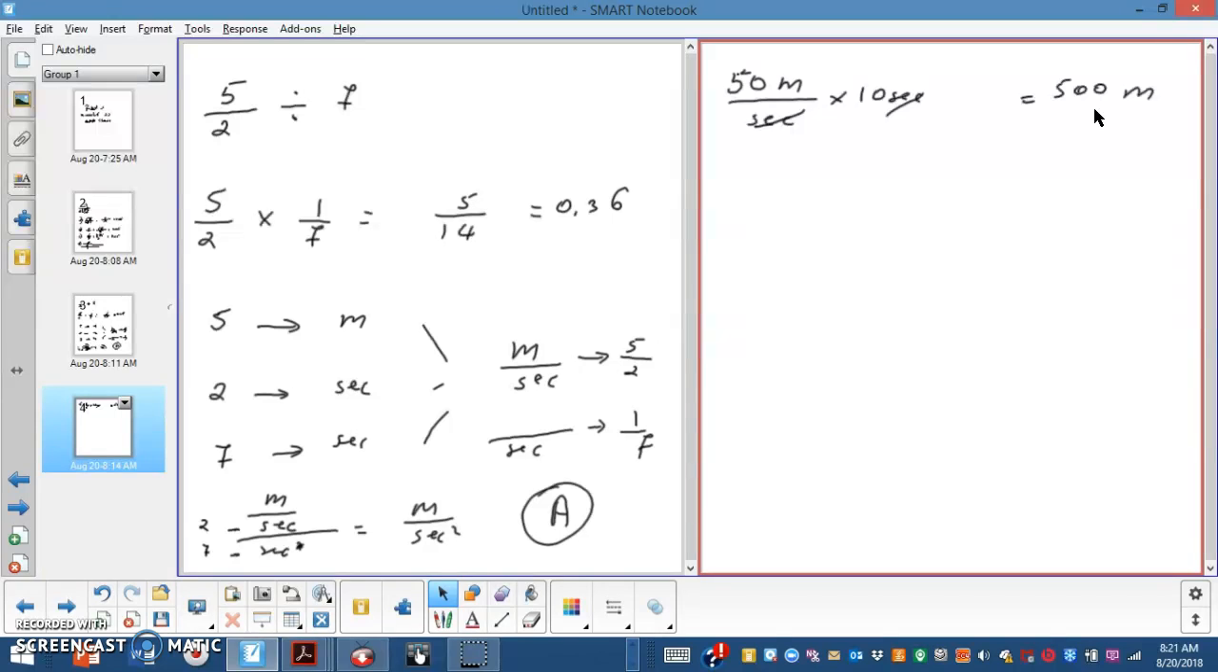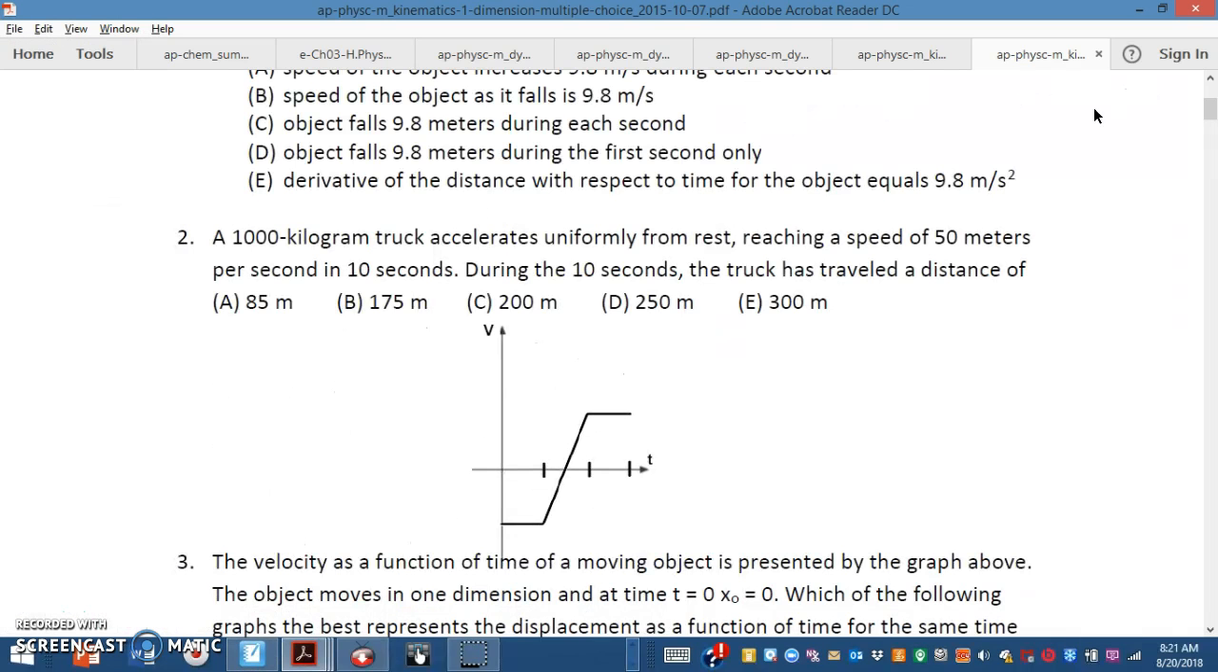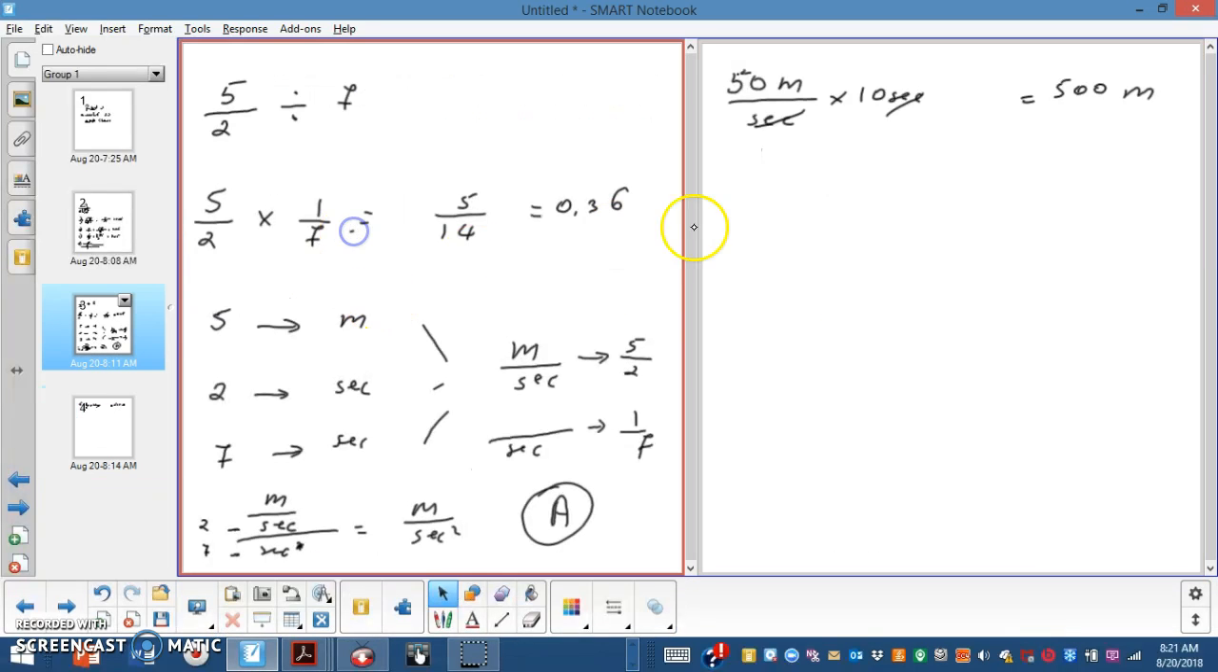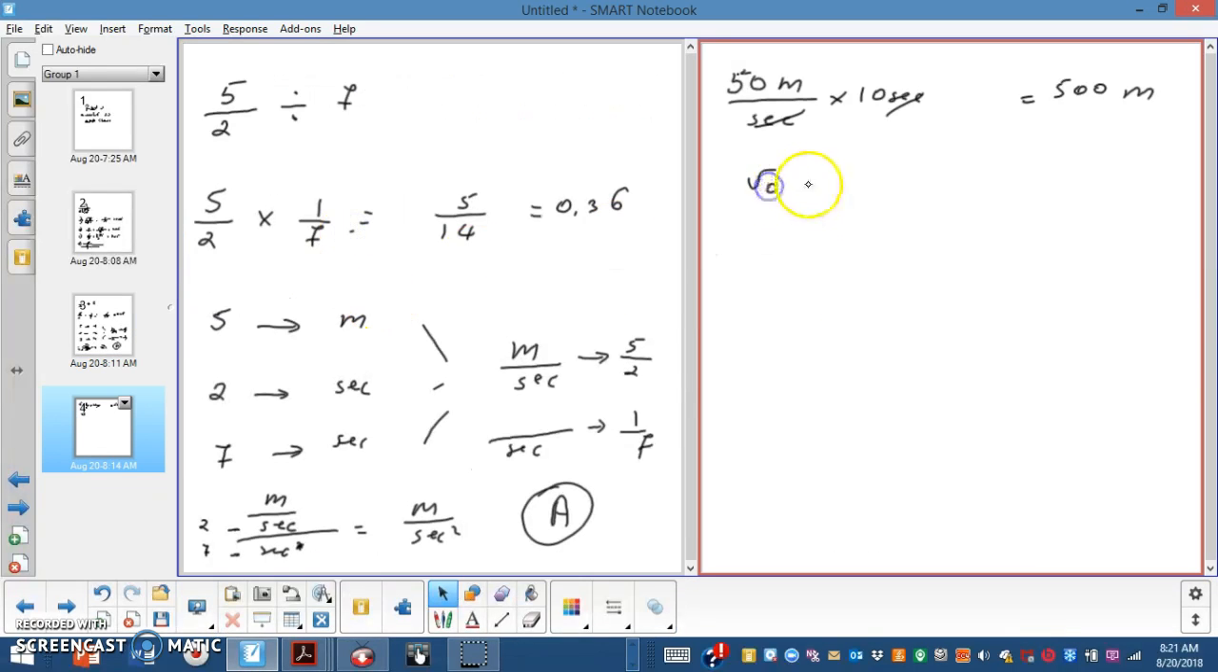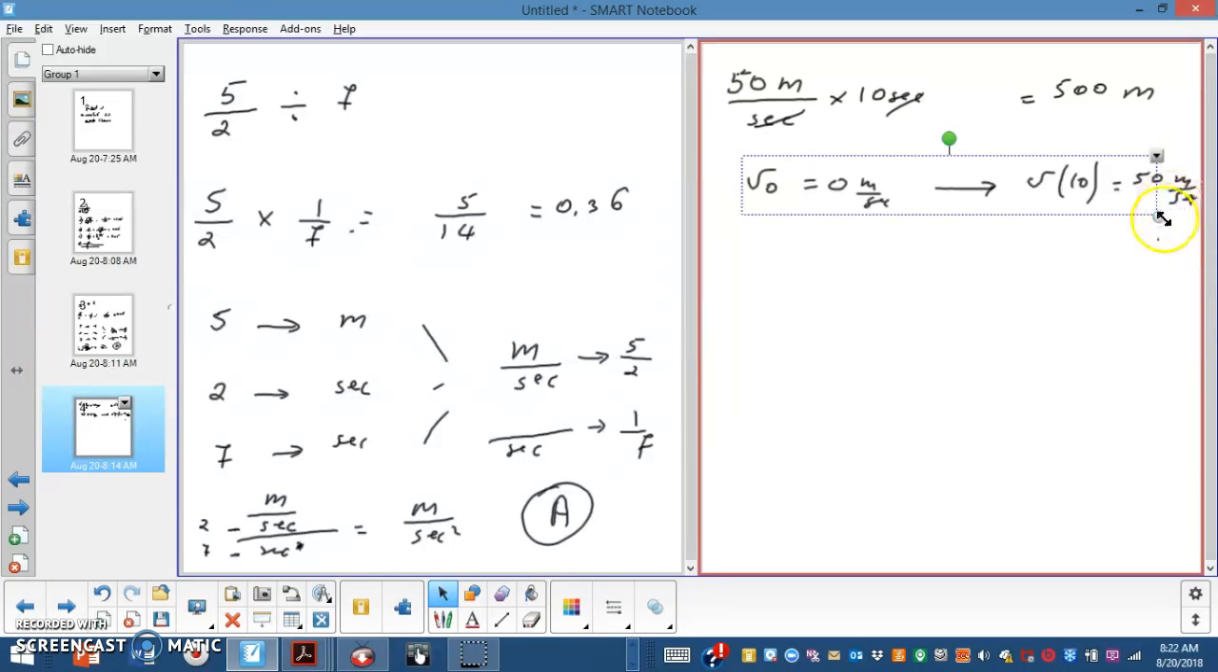What's the reason for this? Well, go back and read carefully. They say the truck accelerates uniformly from rest. So this means that your truck is going from a velocity v0 equal to 0 meters per second to a velocity, at time 10, of 50 meters per second. So you cannot just use this equation, because it does not take into consideration the fact that you actually have acceleration going on there.